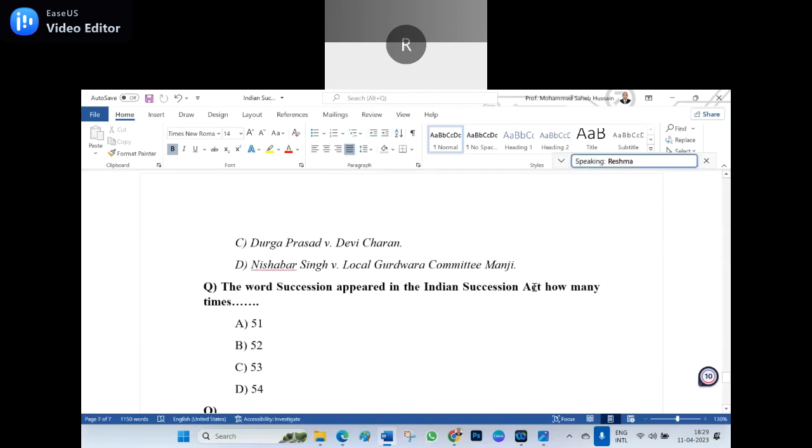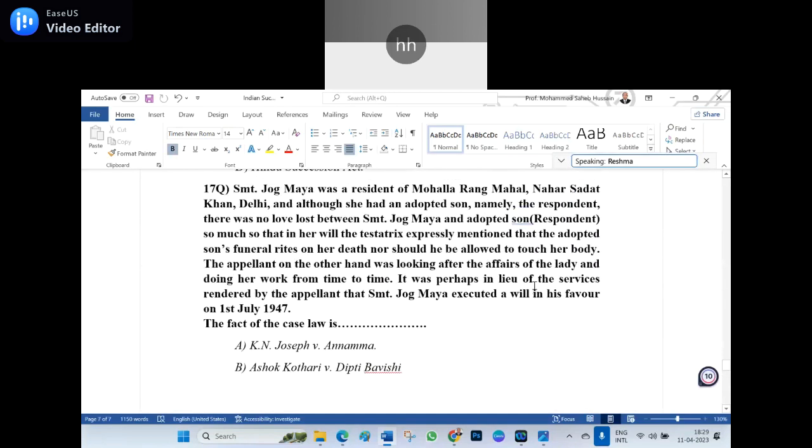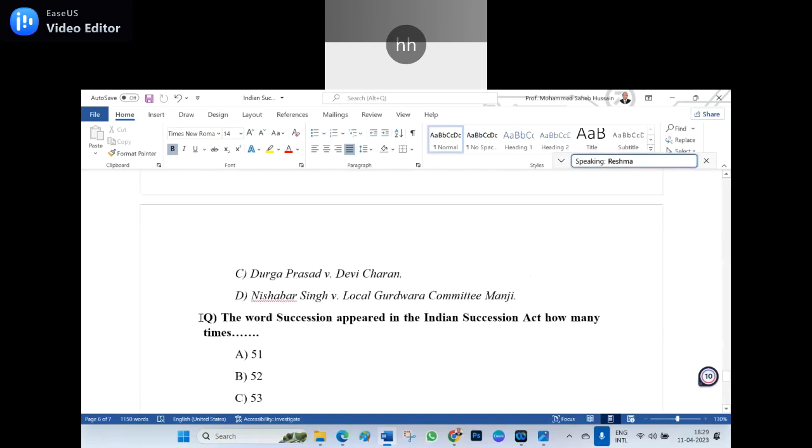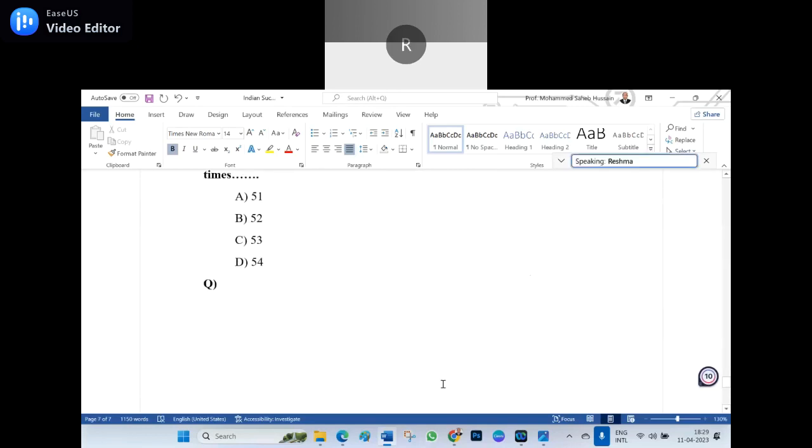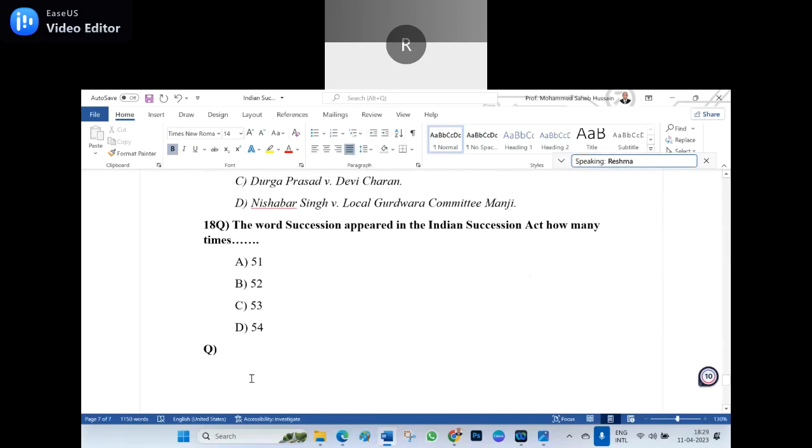Read this and give the answer. It is the 18th question. The word succession appeared in the Indian Succession Act how many times? A. 51 times. B. 52. C. 53. D. 54. I think 51 times, sir. A, you are right. It is 51 times.